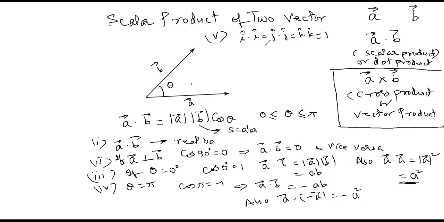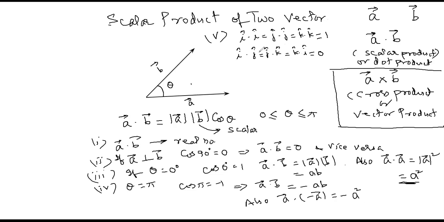Why? I think you understood. Now you can ask if you are not understanding. i dot j means perpendicular vectors, so their angle is 90 degree. Then j dot k is also 90 degree, and k dot i is also 90 degree. So their angle is 90 degree, therefore it will be 0.